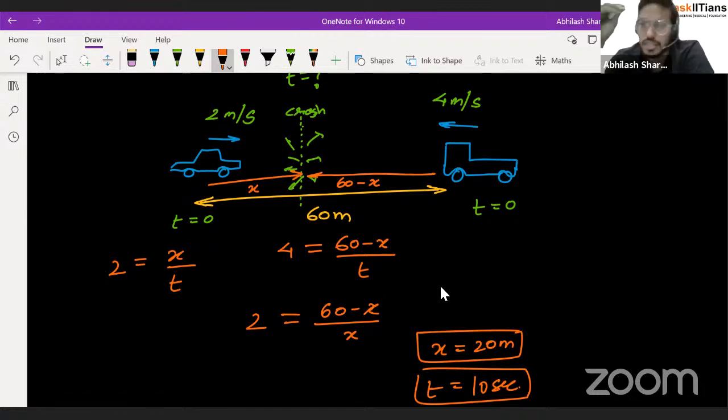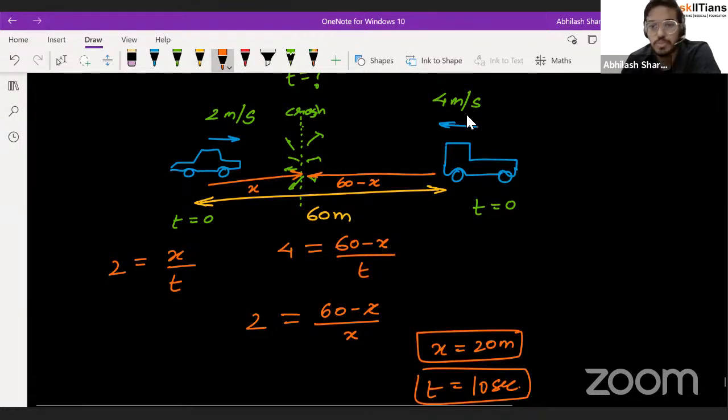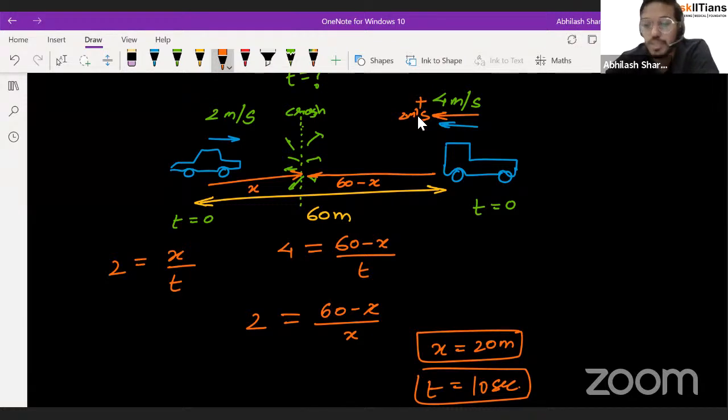If you are in the car, you're observing from the car, what will you say? You will say, I'm not moving at all. Car is just standing at its own place. So who is moving? You will say the truck only is moving. And with how much speed will you see the truck coming towards you? Tell me. 6, right? You will say actually the truck is coming towards you with 6. Why? Because in the relative frame, your speed will also get added to the truck. So now overall speed will be 4 plus 2, isn't it? You will say the truck is coming towards you with 6 meters per second.